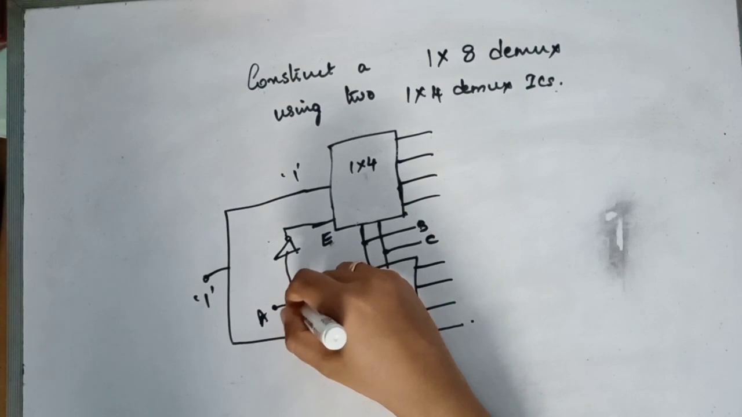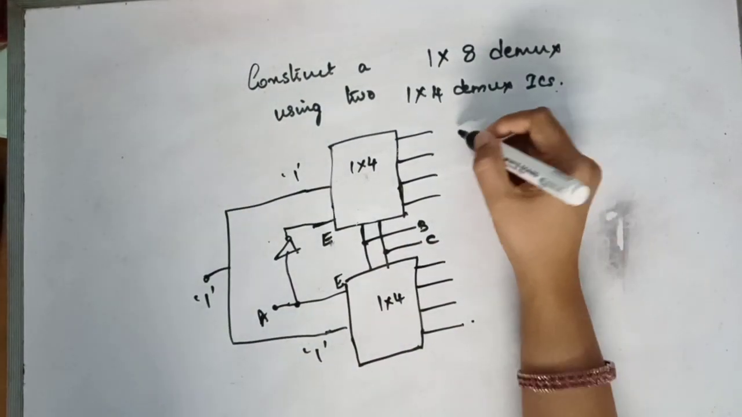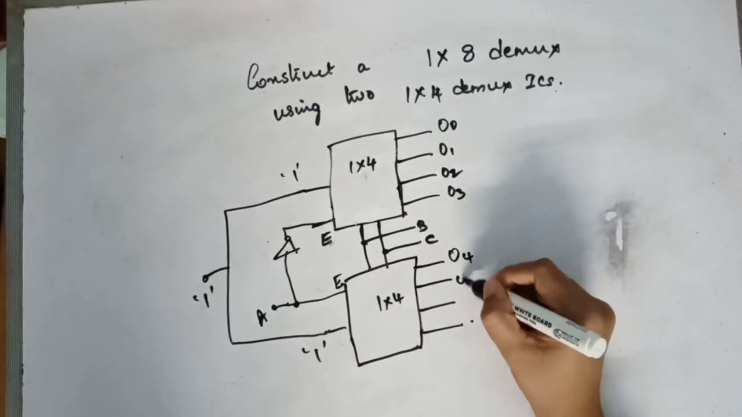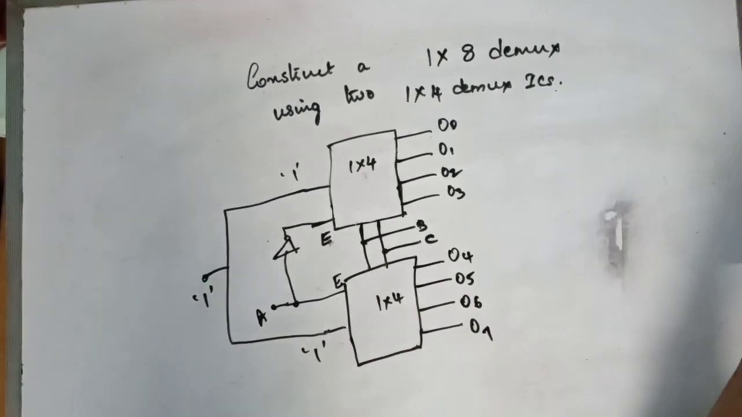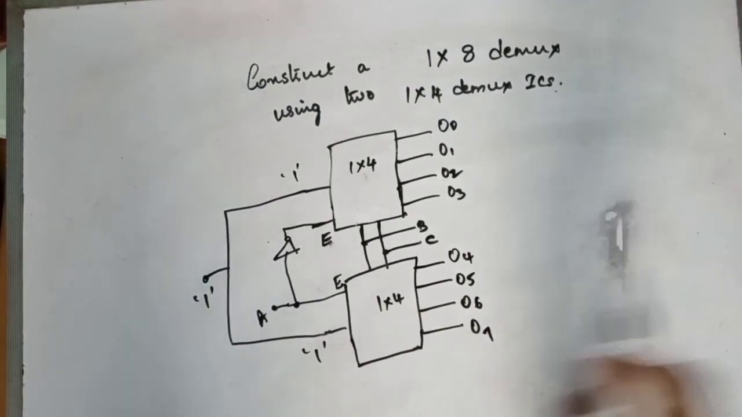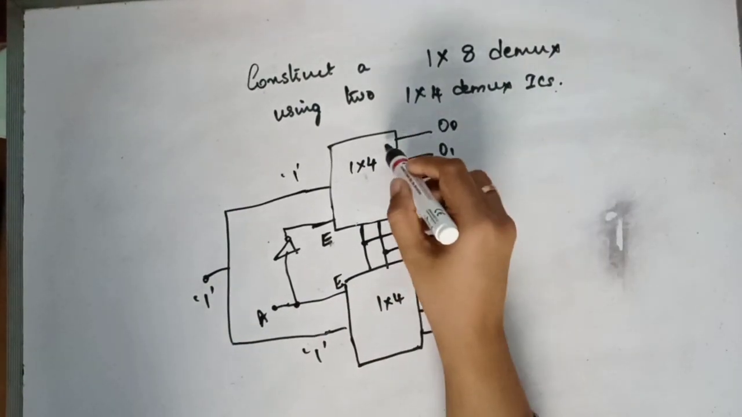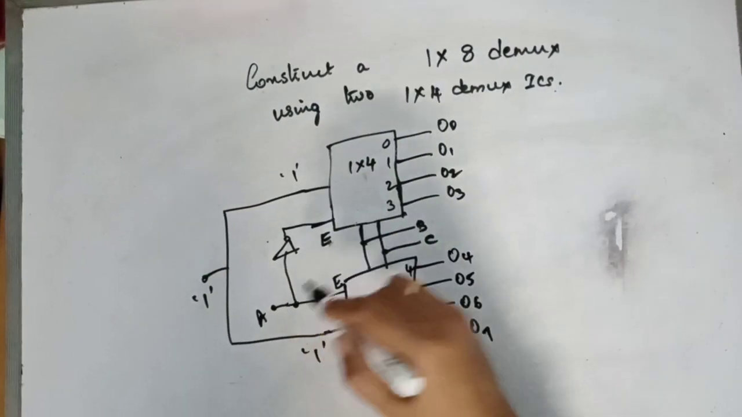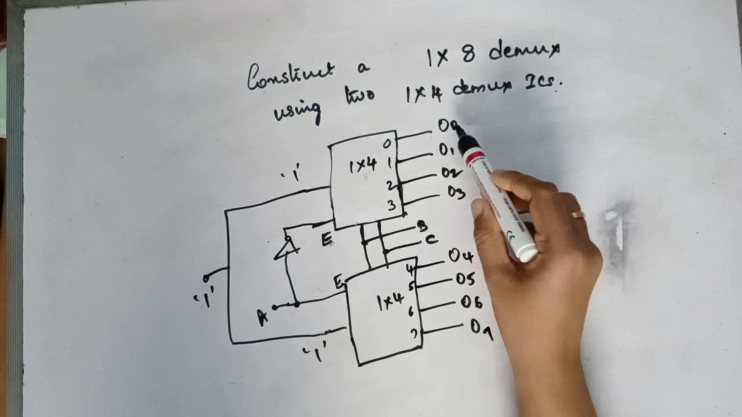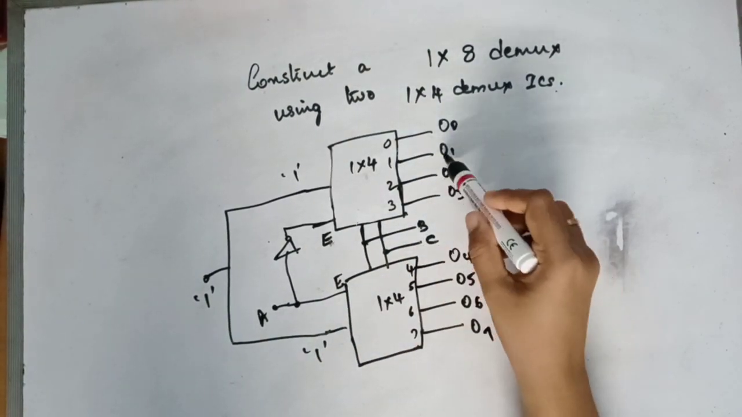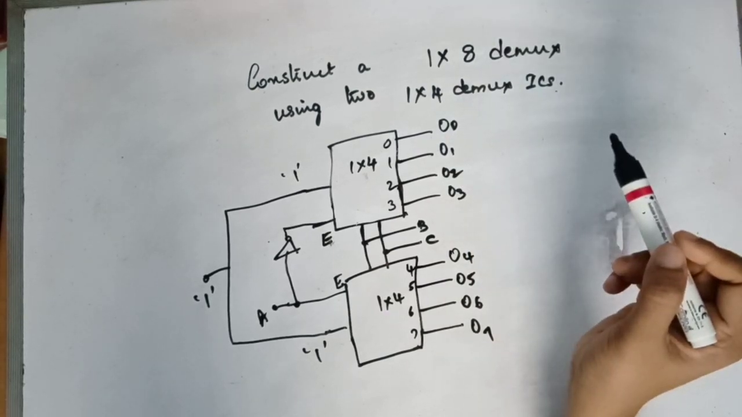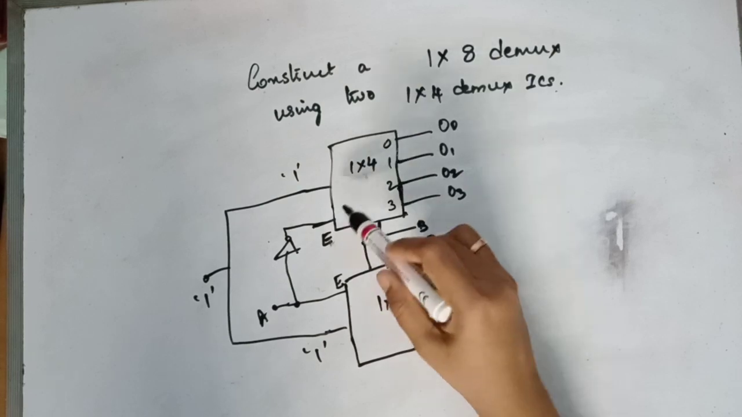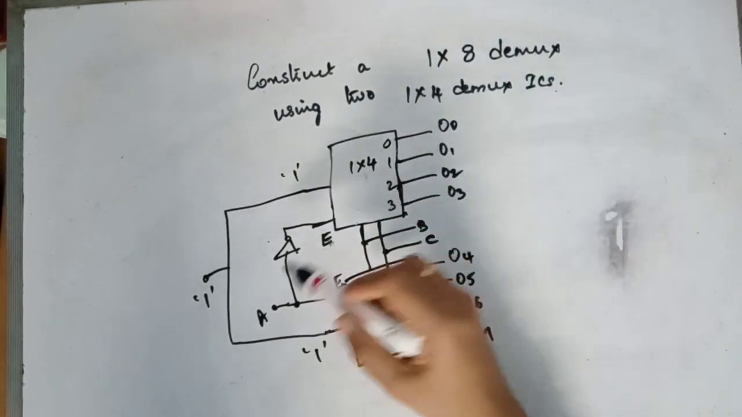Okay, so you have to give A to the second demux. So this is my 1, 0, 1, 2, 3, this is 4, this is 5, this is 6, and this is 7. Right? So when A is 0, BC is 0, then output comes at O0. A is 0, BC is 0, 1, then it comes here. Nothing comes to the second IC because when A is 0, this particular IC is not active. Only the first IC is active. Yes, so that is how it is.